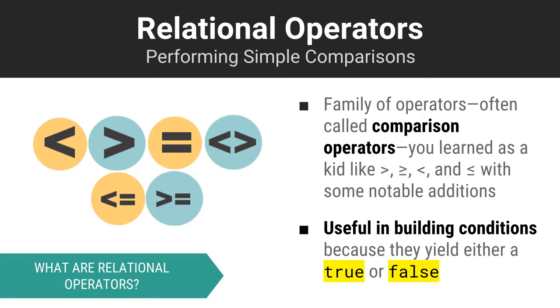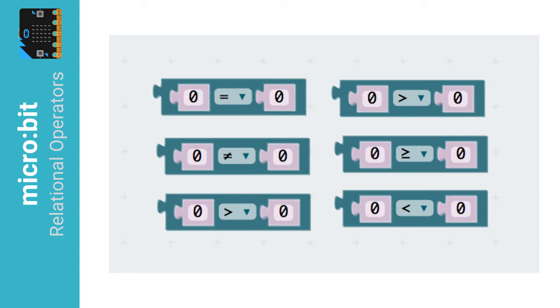In programming, you can normally use the same relational operators you already know with some notable additions, like checks for equality and inequality. Such operators are really helpful when writing the conditions needed by control flow structures and the like. Here's a quick look at some of the relational operator blocks you can explore as you continue your microbit adventure.